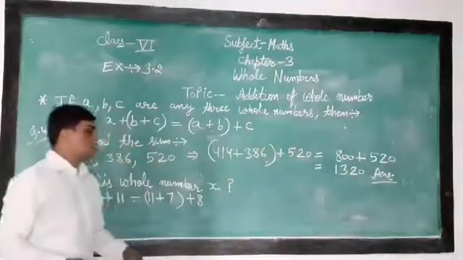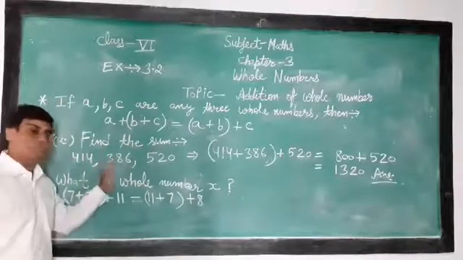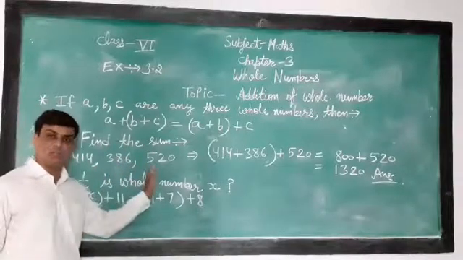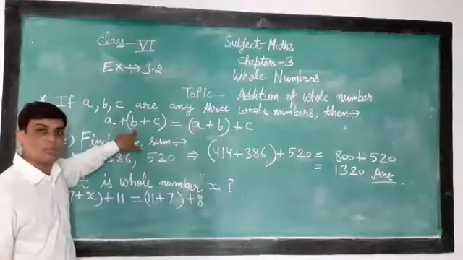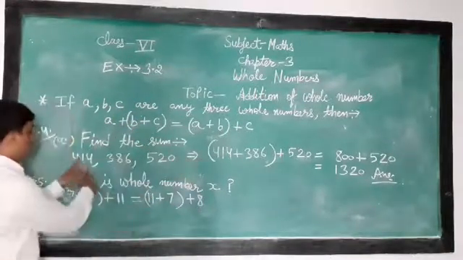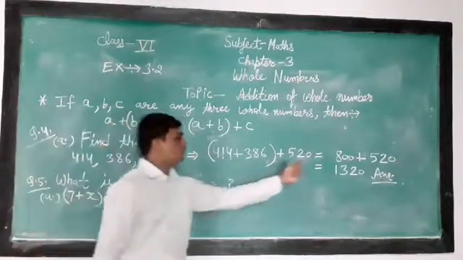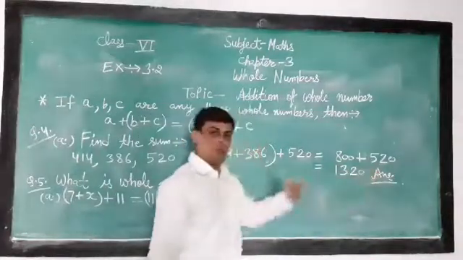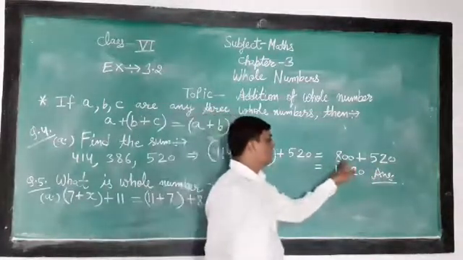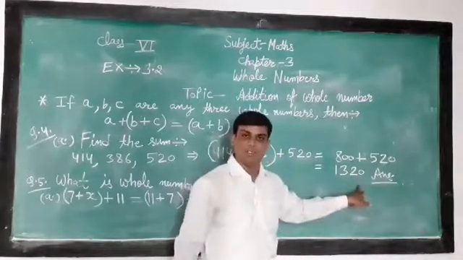Again repeat, find the sum 414, 386 and 520. By using this property, solve the question. 414 plus 386, the addition is 800 plus 520. Now the addition is 800 plus 520 is equal to 1320. This is the answer.